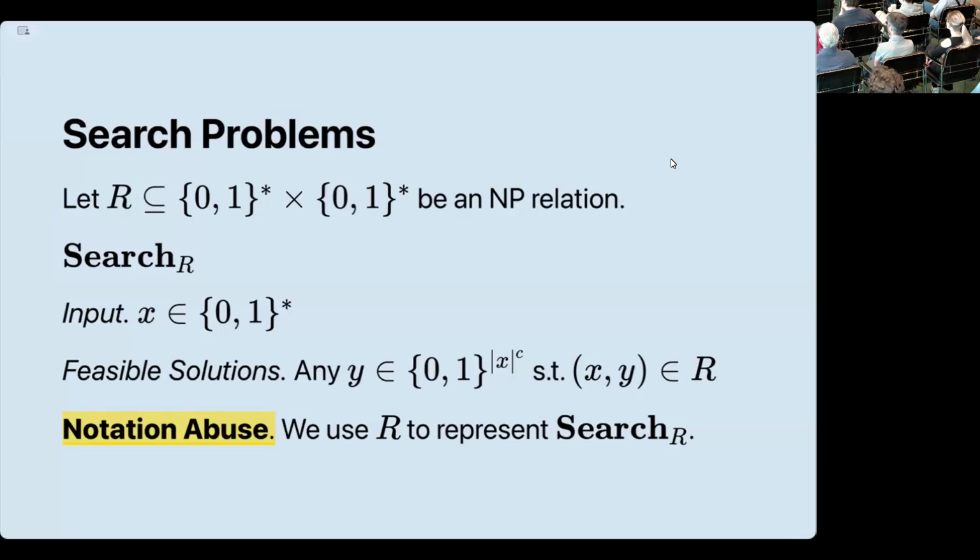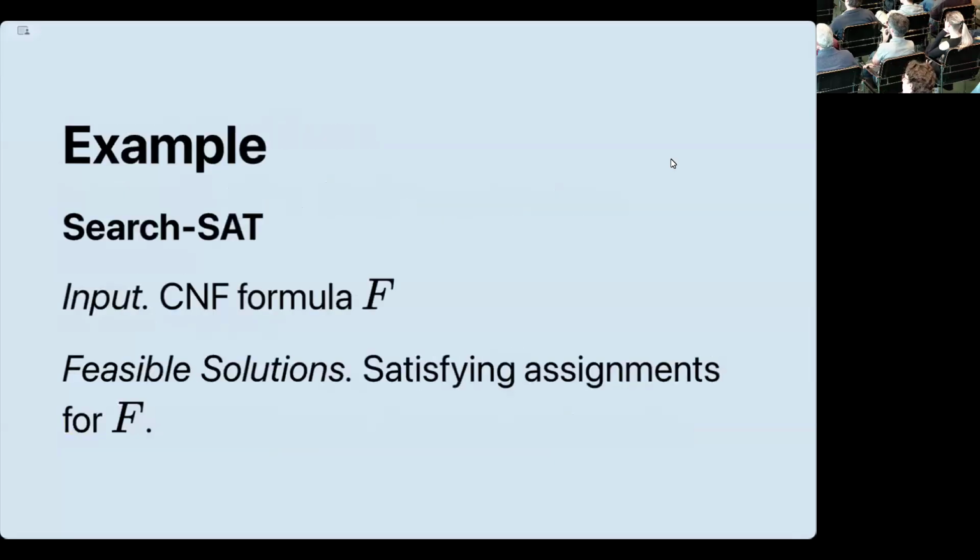Associated with any NP relation, we have this natural search problem, which in the typical theory of NP-completeness, at least when you teach it to undergrads, you kind of ignore a little bit. So what's the search problem associated with it? Well, you're given some input X, which we think of as an input to the left part of the relation. And the goal is to actually output a certificate Y such that (X, Y) is in the relation, not just decide if such a Y exists. And just as a notation abuse alert, I'm going to use R to represent both the relation and also the search problem throughout the talk.